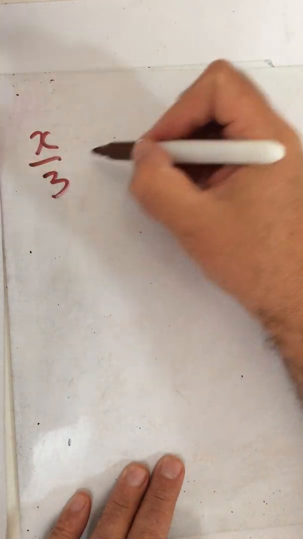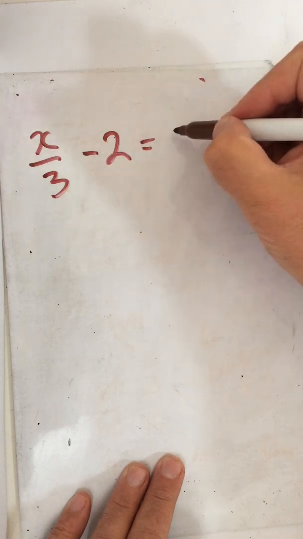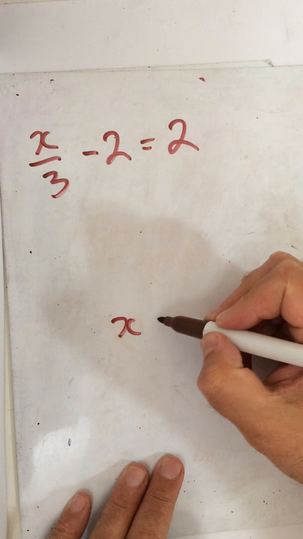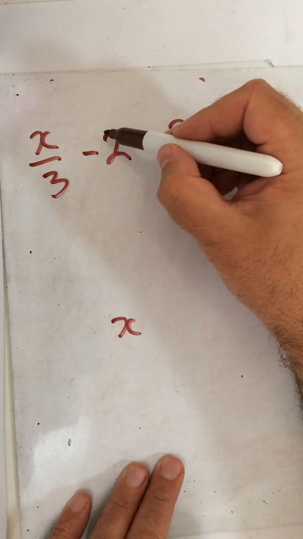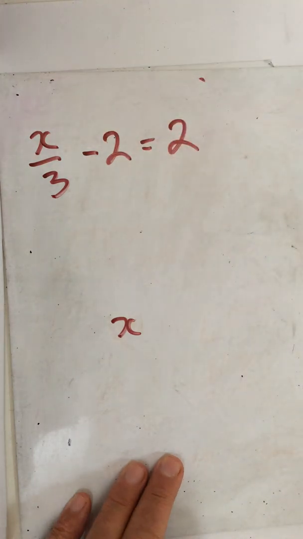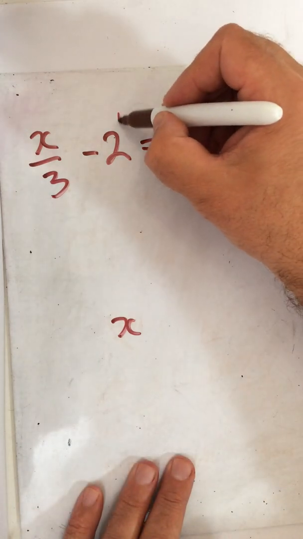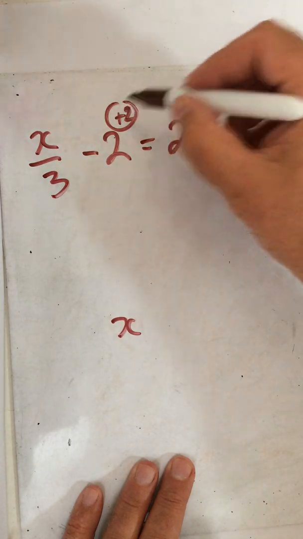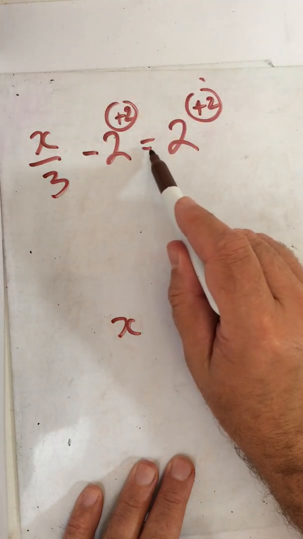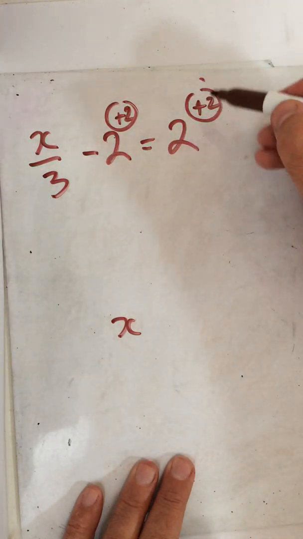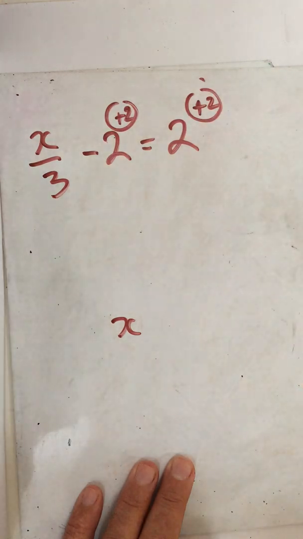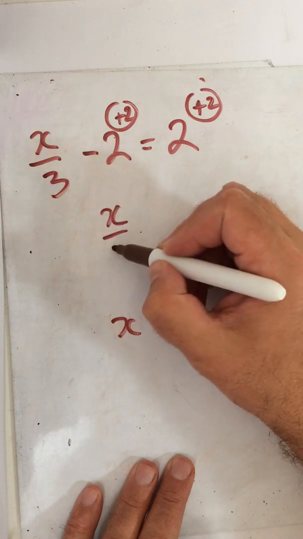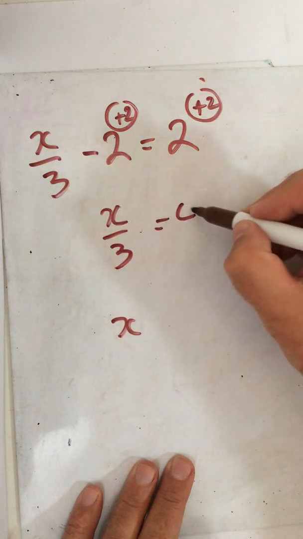Okay, x over 3 minus 2 equals 2. Again, the same rules apply. We need to find x, don't we? So we're going to get rid of this minus 2 first of all. To get rid of that minus 2, we will add 2 to it. It's the balance method, so we add 2 on the other side of the equation too. Remember our equal sign, both sides of the equation. So that will leave us with x over 3 equals 4.